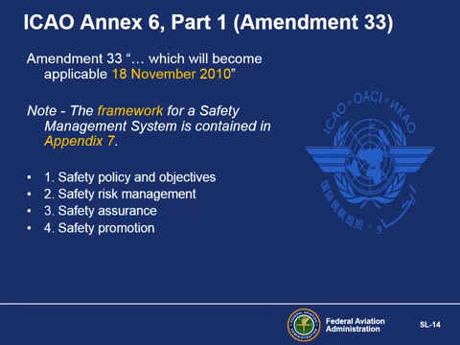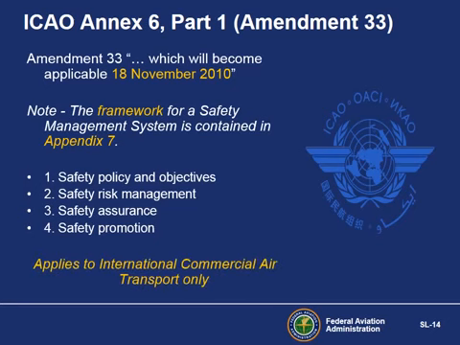Annex 6, Part 1 applies to only international commercial air transport. That would be Part 121 and 135 service providers authorized to conduct international operations. However, the FAA and most other states are working toward SMS rules for all air carriers, both domestic and international. Annex 6 also carries the same SMS requirements for authorized maintenance organizations, repair stations in the U.S. The FAA has been charged by Congress, Public Law 111-216, to develop an SMS rule by August 1st, 2012.